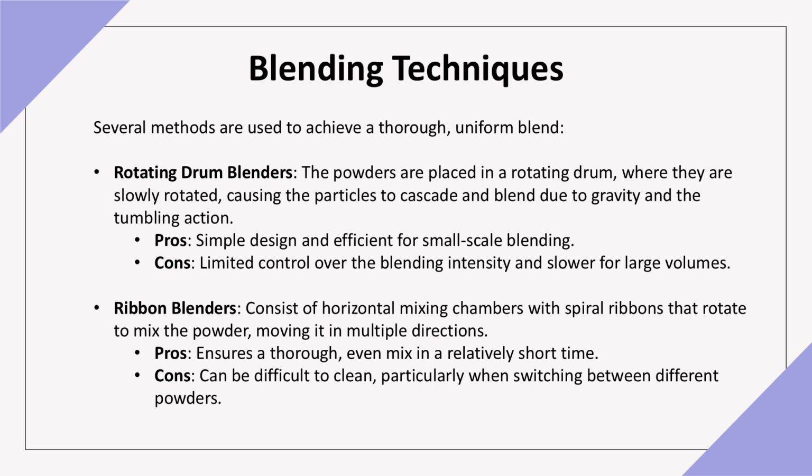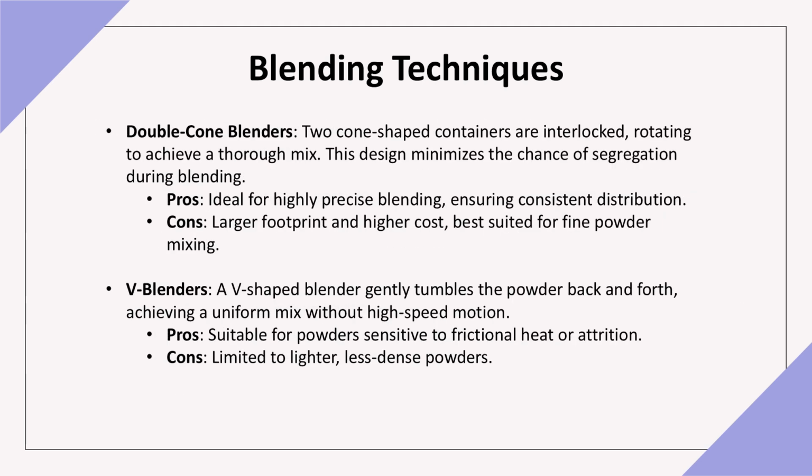Rotating drum blenders use gravity to cascade particles in a drum, ensuring basic mixing for small-scale production. Ribbon blenders employ spiral ribbons for efficient and quick mixing in high-volume settings, though they can be harder to clean. Double cone blenders provide precise mixing with minimal segregation, ideal for sensitive or fine powders. V-blenders tumble powders gently, making them suitable for heat-sensitive powders where minimal friction is required.